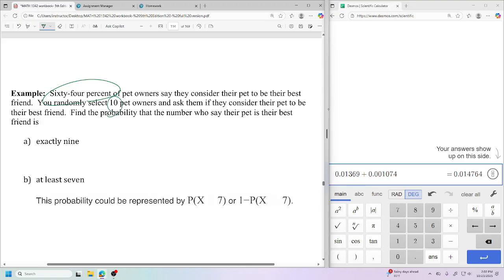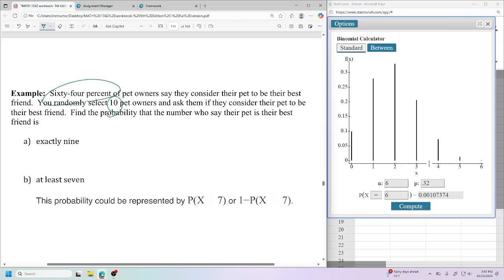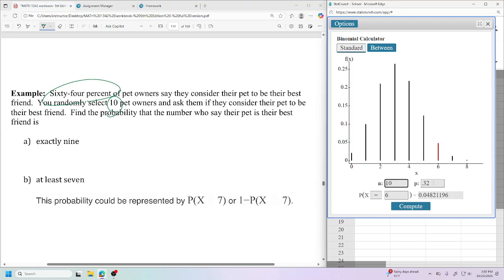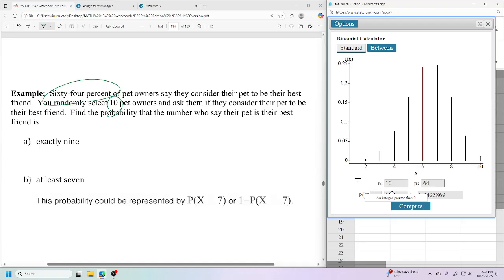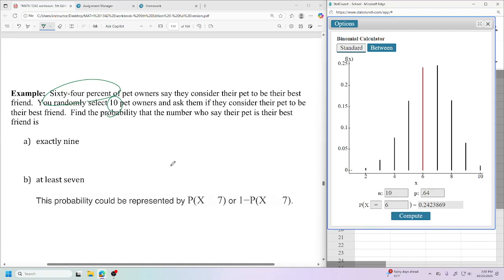You have 10 pet owners, and you're going to ask them, is your pet your best friend? So let's go back to StatCrunch and put it all in. What's going to be my total that I'm looking at? 10. And what's my probability? Perfect. It says exactly 9. Exactly means equals, so equals 9, put it in, and that was it.